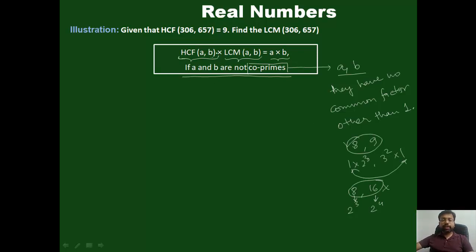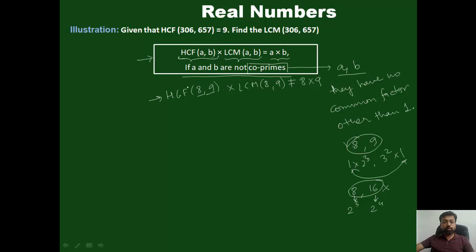So the condition here is, for any two numbers A and B, the HCF of A and B into the LCM of A and B will be equal to A into B if A and B are not co-primes. So in case it is given that A and B are co-primes, then this particular relation is not going to hold. For example, the HCF of 8, 9 into the LCM of 8, 9 is not going to be equal to 8 into 9. Why? Because 8 and 9 are co-prime. So this particular result is not going to hold.